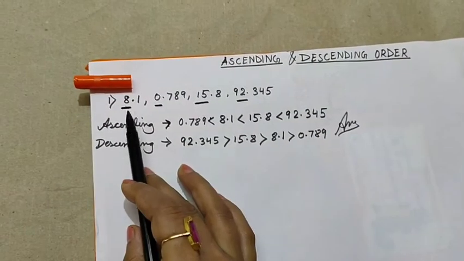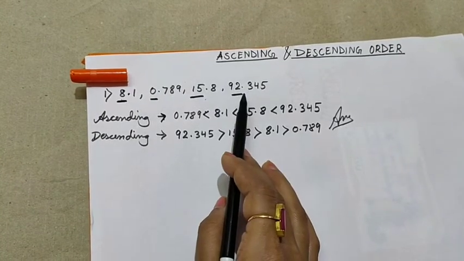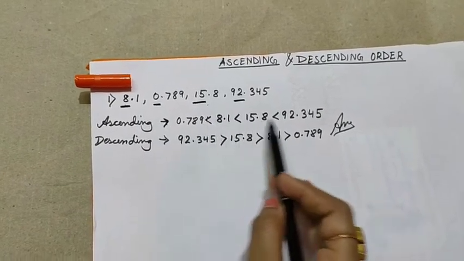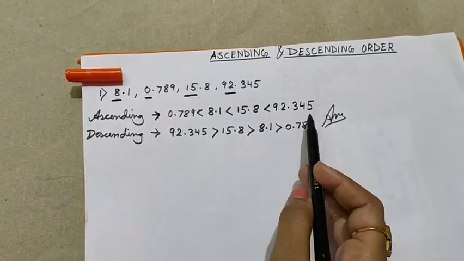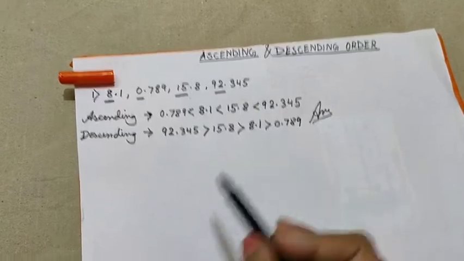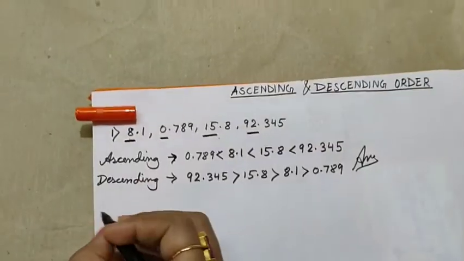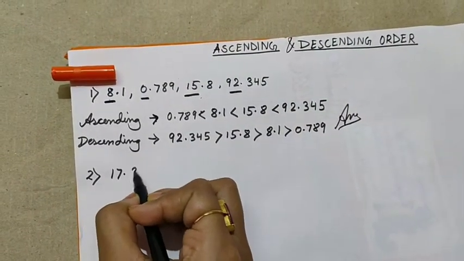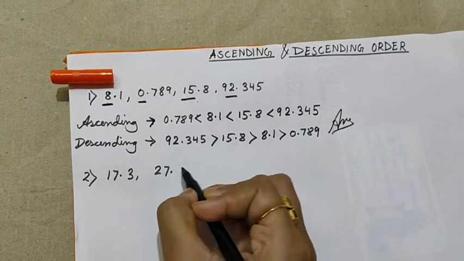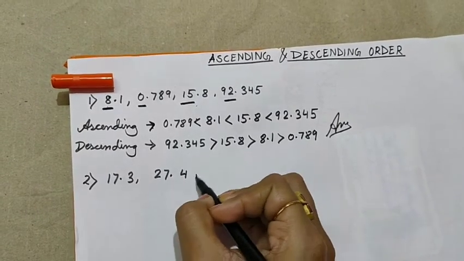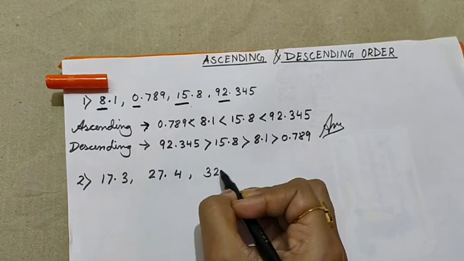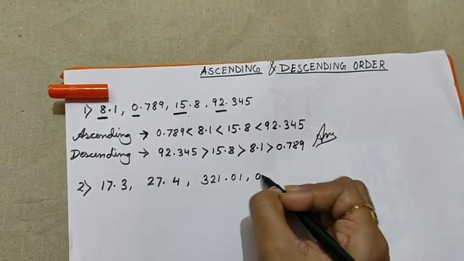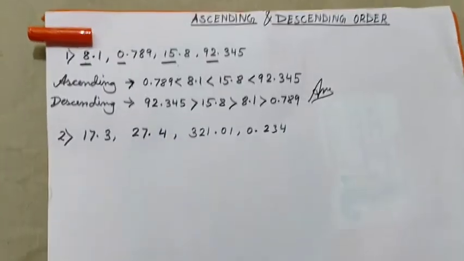Okay, so first we will compare the whole numbers. A decimal number with a greater whole number is always greater, so we will arrange the numbers in this way: ascending order and descending order. Now let us do one more example. Suppose the question is 17.3, 27.4, 321.01 and 0.234. Suppose this is the question.